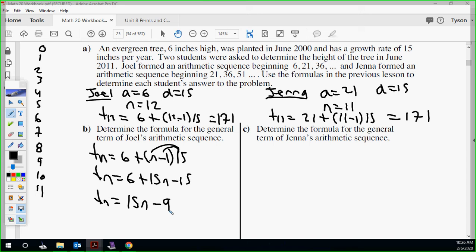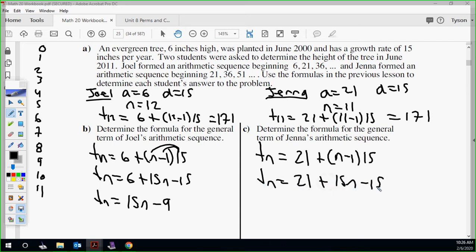Okay. The other one, she's going to be 21 plus n minus 1 times 15. Same thing. T sub n equals 21 plus 15n minus 15. T sub n equals 15n plus 6. So just so you understand that this isn't really completely different, they both have the same slope, right? And then how far is negative 9 from positive 6 in terms of distance?